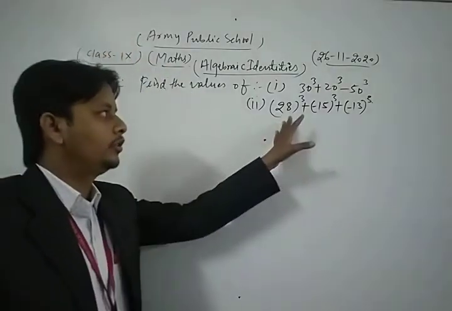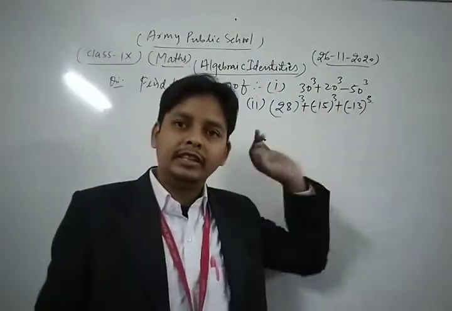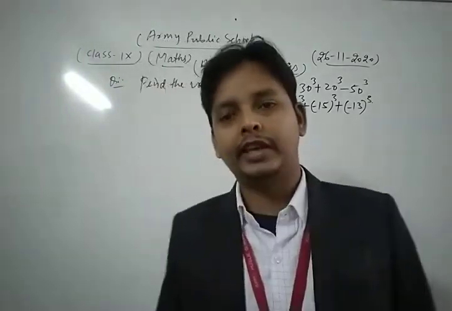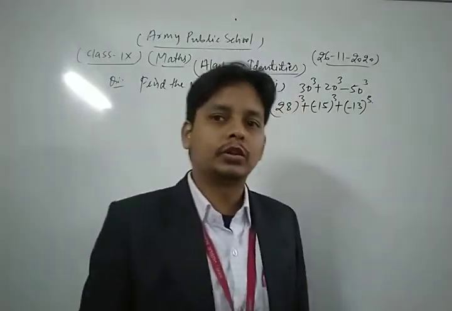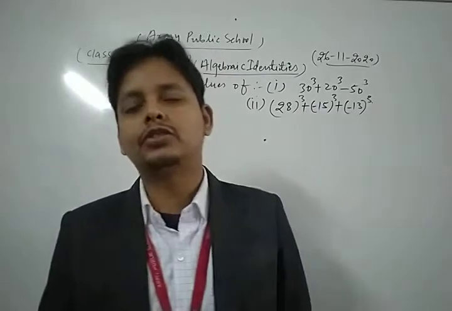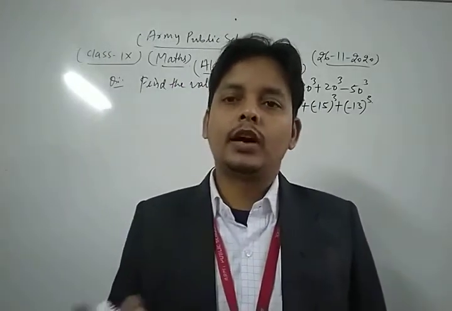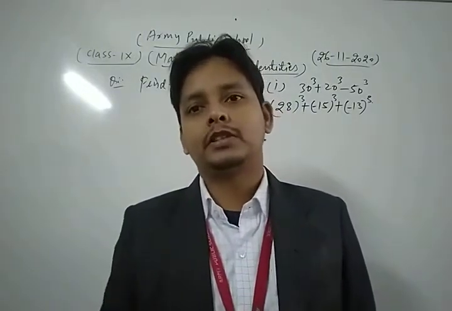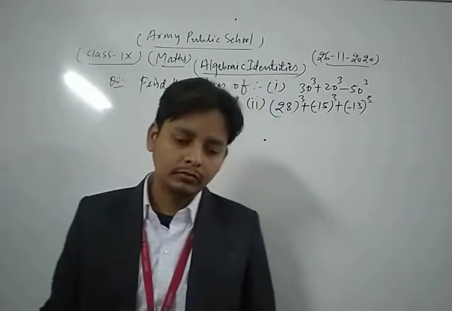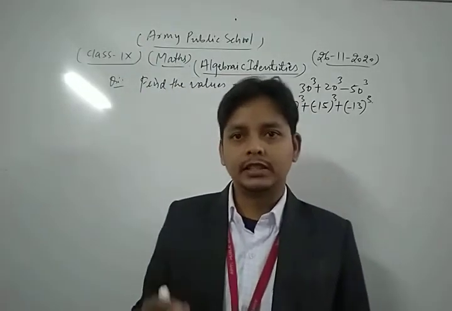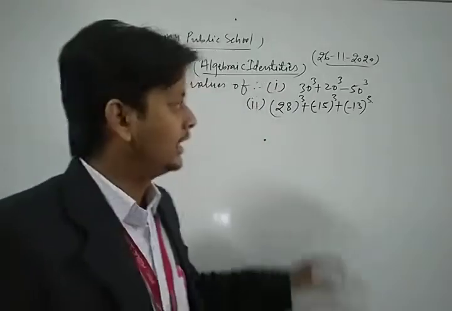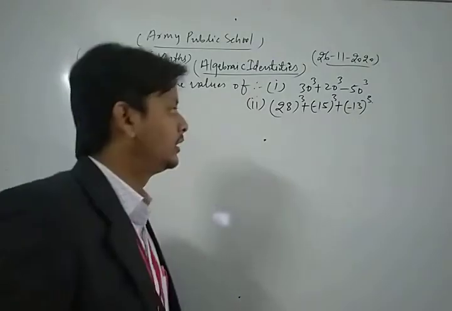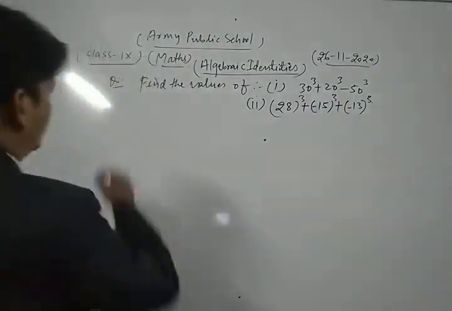Dear student, in that question we apply the identity. In that type of question, first of all you take a, b and c, and after that you check the value of a plus b plus c. Just I discussed a special case of the identity a cube plus b cube plus c cube minus 3abc: if the value of a plus b plus c is equal to 0, then we have a cube plus b cube plus c cube is equal to 3abc. So dear students, in that type of question we apply the same condition or property. Let's see its solution.